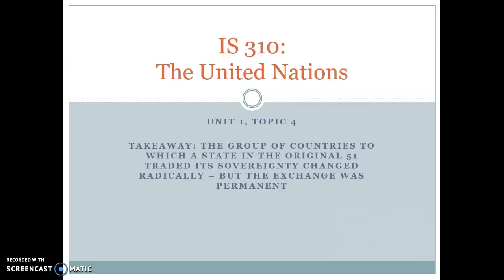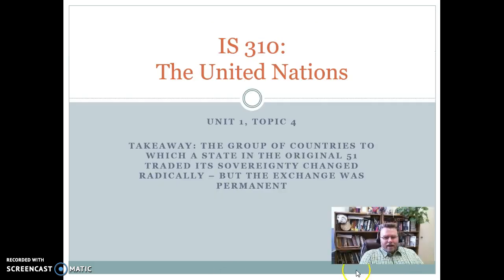So, what does this mean? It means that as the United Nations evolves from the original 51 to the current 193, the group of countries to which a state in the original 51 traded its sovereignty, for the benefits that are going to accrue to it through the UN, it's a different group. And if you had confidence that you were trading it to peers, equal peers, that may not be the reality you have in 2017. So some of the complaints that people in the United States make about surrendering sovereignty are rooted in the shifting nature.